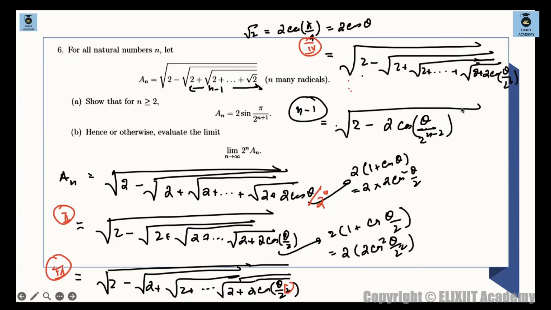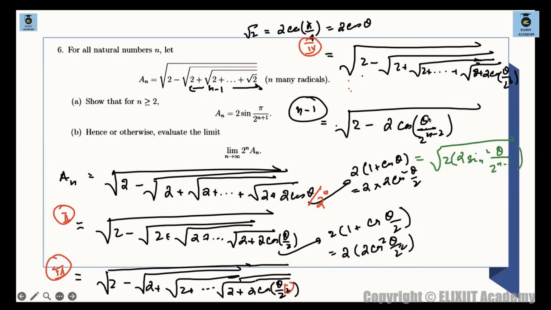And finally, we can simplify this next. Again, we simplify this thing. So this will become 2 minus, again you take out a 2 common. So 2 times of 1 minus cos theta. 1 minus cos theta means 2 sine square theta. So 2 sine square theta upon 2 raised to the power of n minus 2, divided by 2. Dividing by 2 means 2 raised to the power of n minus 1 finally. So theta upon 2 raised to the power of n minus 1.